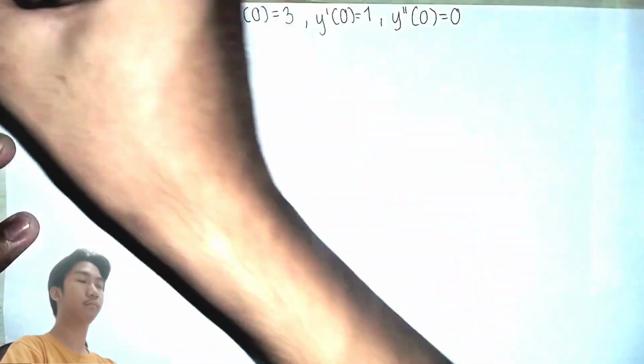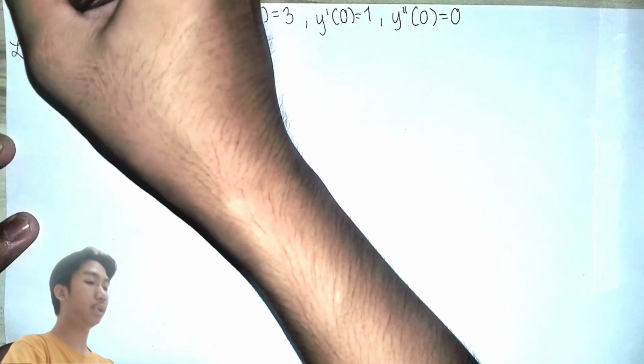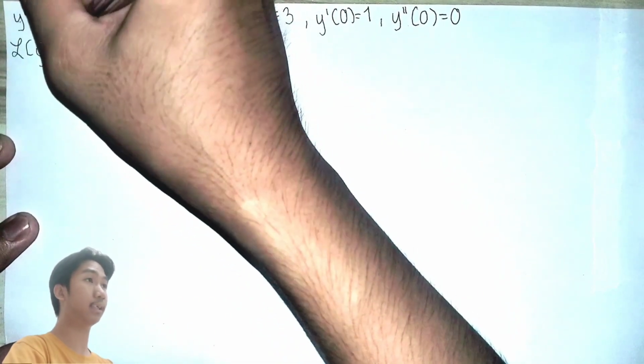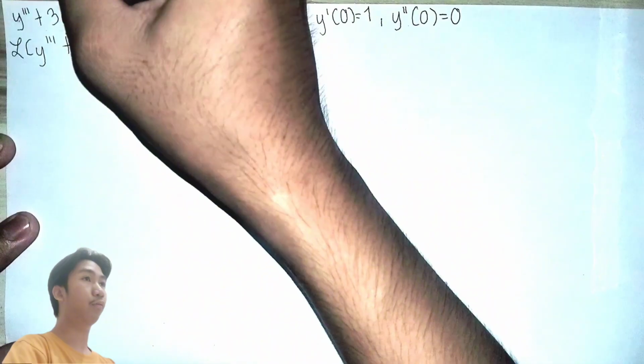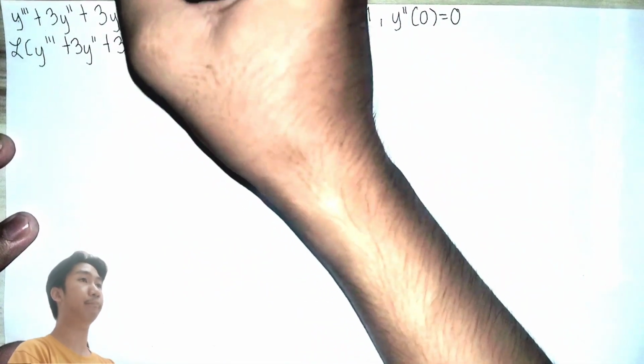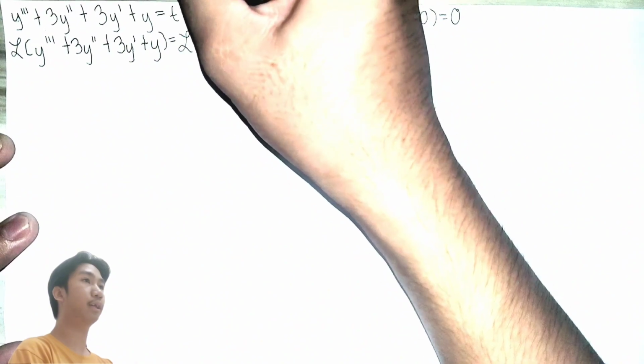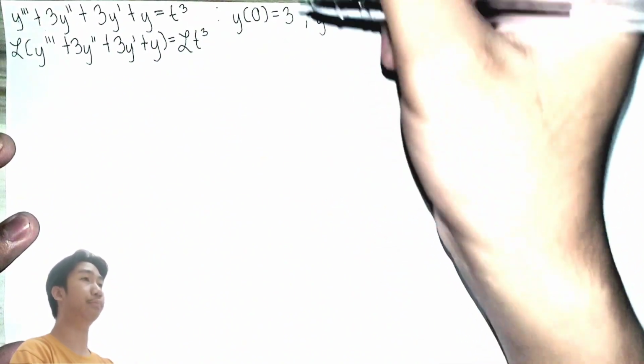This type of equation is difficult to solve directly, so we use the Laplace transform to convert it into an algebraic equation, which is easier to handle. So the first step is we apply the Laplace transform. We take the Laplace transform of both sides. That would be the Laplace of y''' + 3y'' + 3y' + y is equal to the Laplace transform of t cubed.